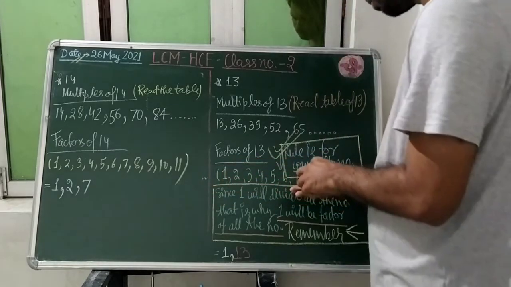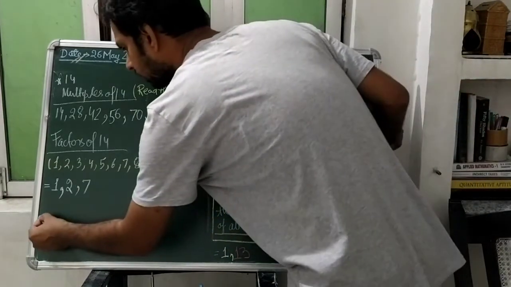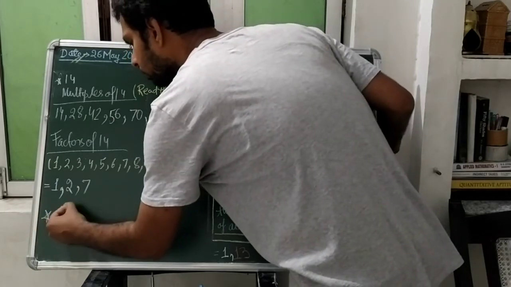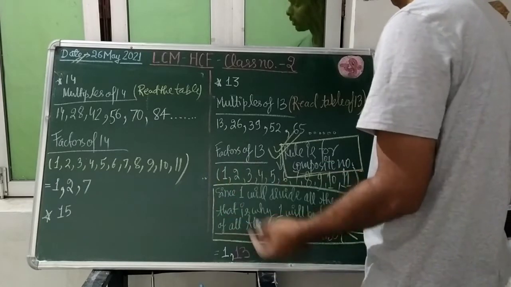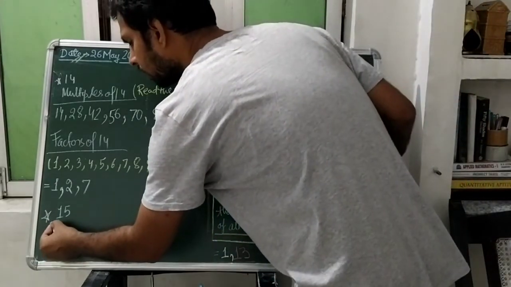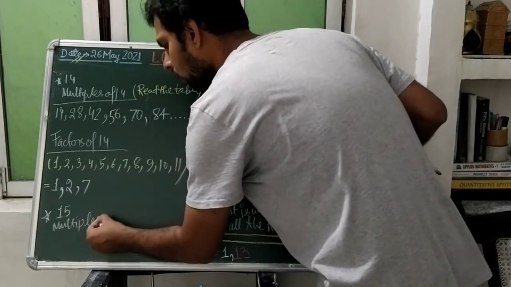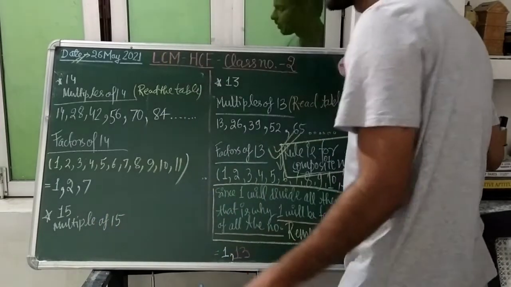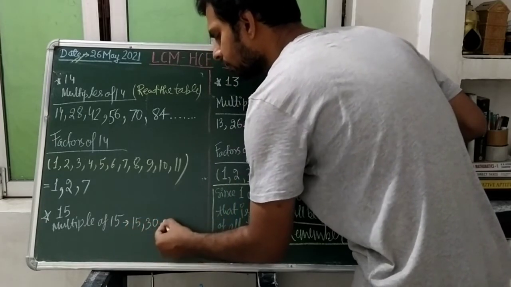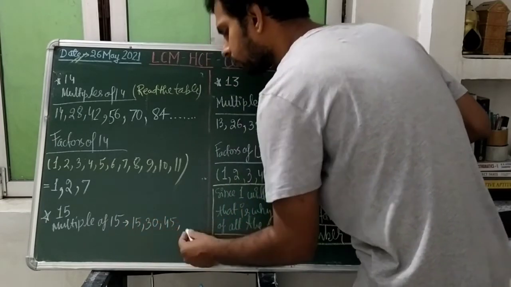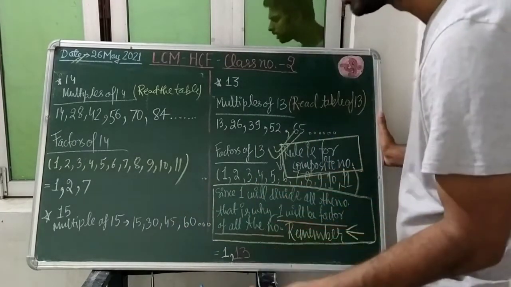And in the same way, look, students, when we are talking about the number 15, is 15 a prime number or a composite number? Composite number. So 15 is a composite number. So for multiples of 15, what will you do? You will read down the table. 15 1s are 15. 15 2s are 30. 15 3s are 45. 15 4s are 60. Like it will go on, as the multiples are unlimited.